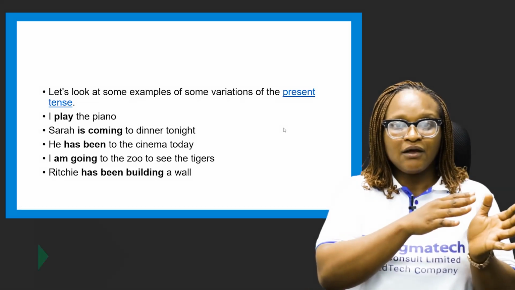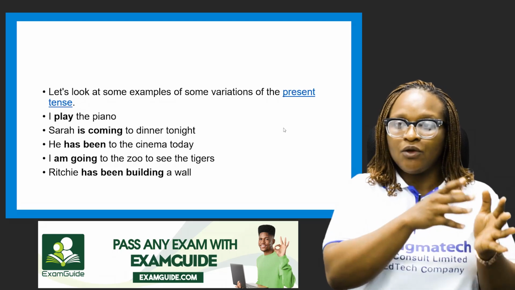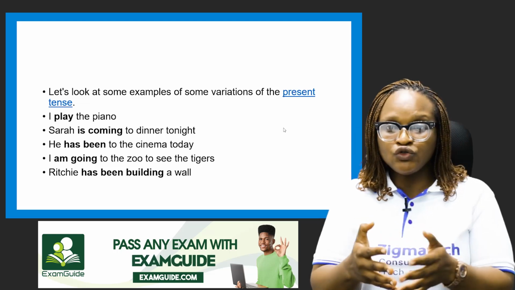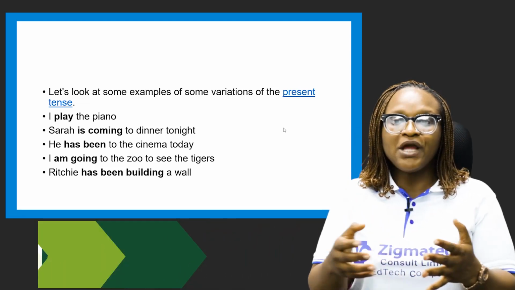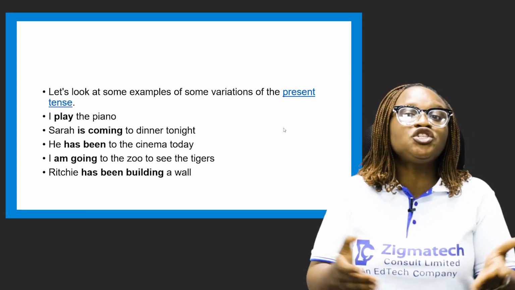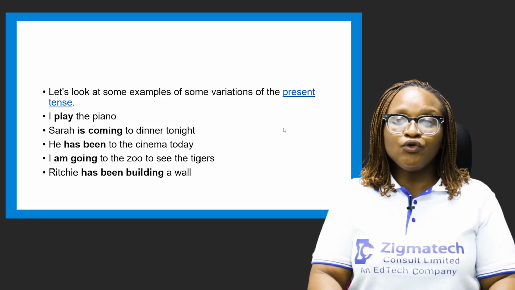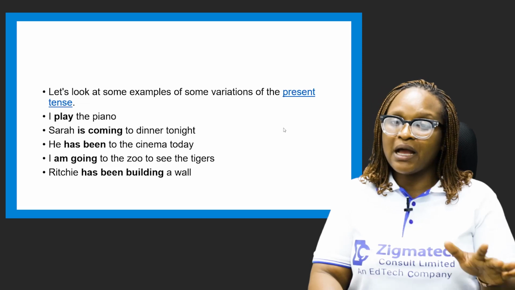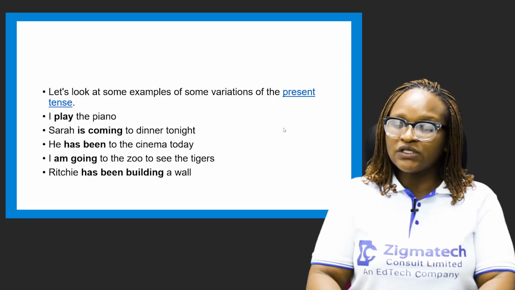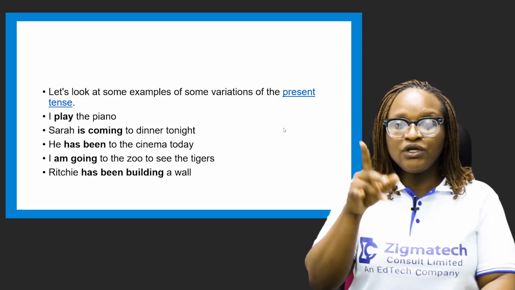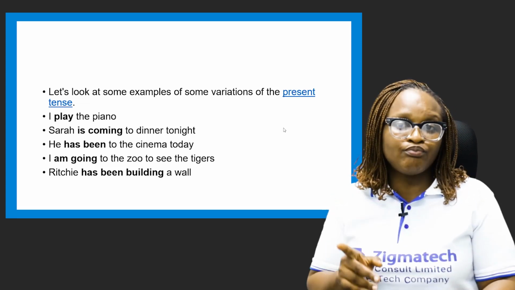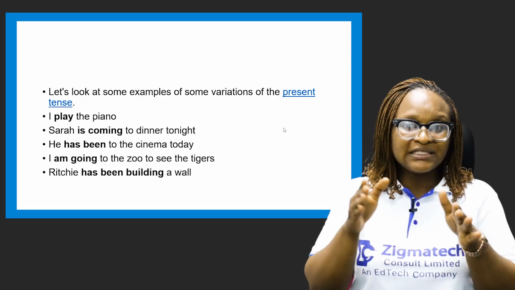Now, just like having variations of past tense, we also have variations of the present tense. So we're going to look at the present tense used in varying verb forms. So we have I play piano. That's simple present tense. It could be she plays piano. So when you are using a plural pronoun, you must use your plural verb. If you're using a singular pronoun, then you will use a singular verb. Now, I is the only singular pronoun that attracts plural verb. Yes. I is the only singular pronoun that attracts what?